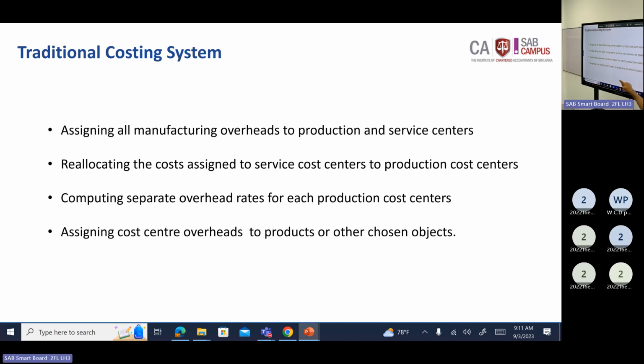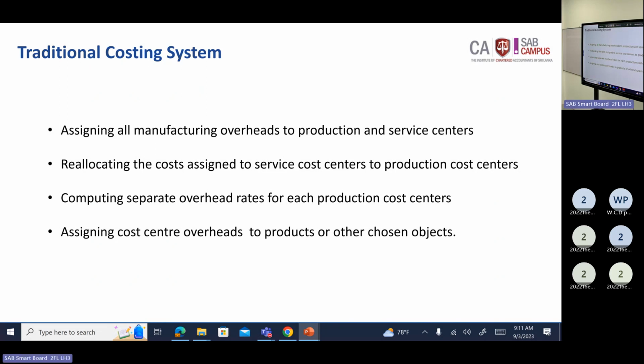Then under traditional absorption costing, they assign all the manufacturing overhead to production and service cost centers after direct allocation and apportionment using a suitable basis. That is covered in the first bullet. So now I got 6 million, 4 million, 1.5, 1.5 for 2 production departments and 2 service departments. Then reallocate cost assigned to service cost centers, the service departments, into production cost centers, because products are not going through stores and maintenance division. So the 1.5 million each, 3 million cost, we have to reallocate to the production departments.